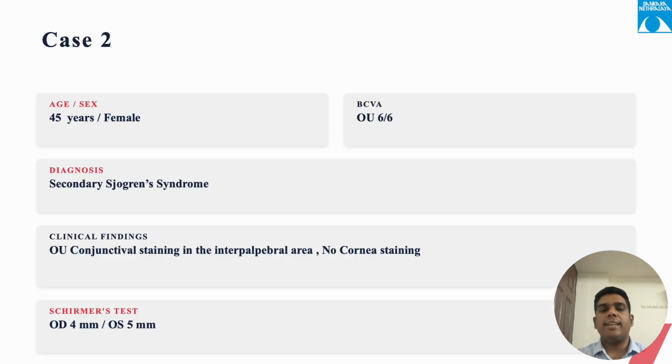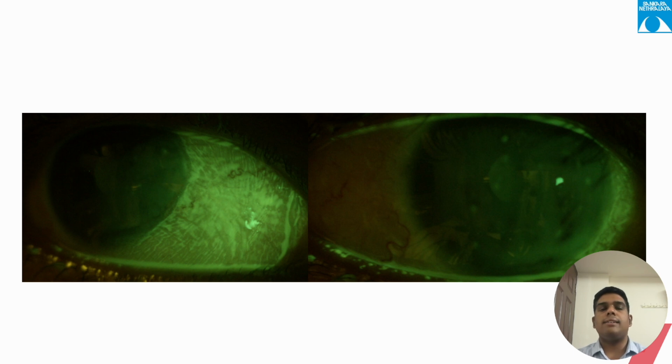So our second case is of a secondary Sjogren syndrome, a 45-year-old female with a best corrected visual acuity of 6/6 in both eyes, with Schirmer's 4 mm in the right eye and 5 mm in the left eye respectively. On clinical examination, she had conjunctival staining in the interpalpebral area in both eyes. There was no corneal staining.